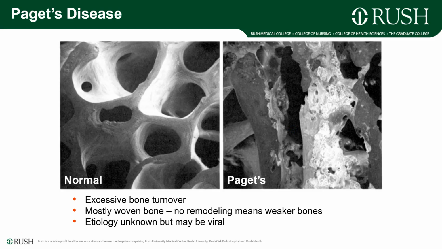Paget's disease is a disease where there is excessive bone turnover. So both the osteoclast and the osteoblast are working overtime. Because the osteoblasts don't have time to catch up with the osteoclastic resorption, whatever bone is forming is immature, and if you remember, we refer to that as woven bone. So that in itself is making the bone weaker.